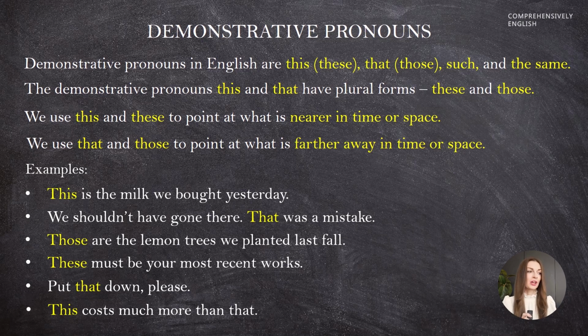In the third sentence, "those are the lemon trees we planted last fall," we are obviously speaking about something in the distance. Those lemon trees that you see at the end of the yard or somewhere on a hill, and so on and so forth. Sentence number 4, "these must be your most recent works," also tells us that the speaker is referring to something which is plural and is close to him or her. These pictures, for example, or these pots are your most recent works, and so on and so forth.